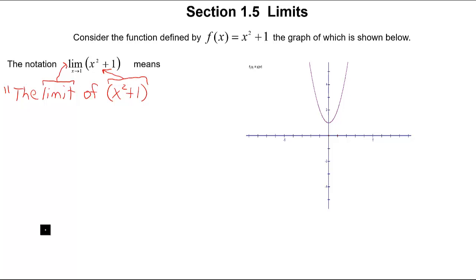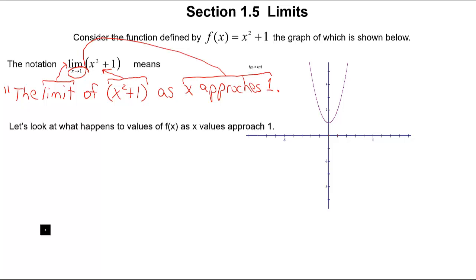So you have the limit of x squared plus 1, and then the part below the LIM is read as x approaches. The arrow is approaches, so as x approaches the number 1. So again, that symbology is read the limit of f of x, the limit of x squared plus 1 as x approaches 1. So here you're going to be learning the symbols and how to interpret them as much as you are the concepts, at least in the beginning.